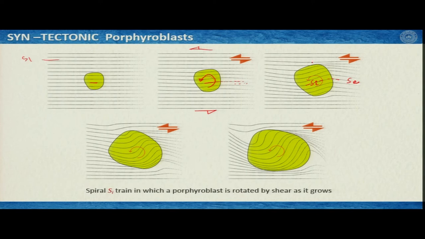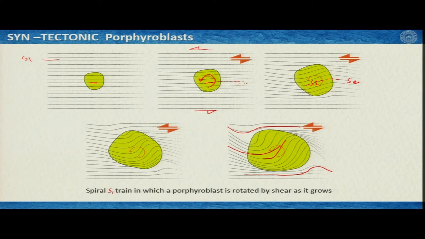And this continued, and finally you see that this is your final porphyroblast, and you have the deflection of the foliation, you have rotation of the foliation inside, you have continuity of SI and SE, and so on. So if I have this in my thin section and I see the features inside the thin section like this, this clearly tells you that this is a syntectonic porphyroblast.